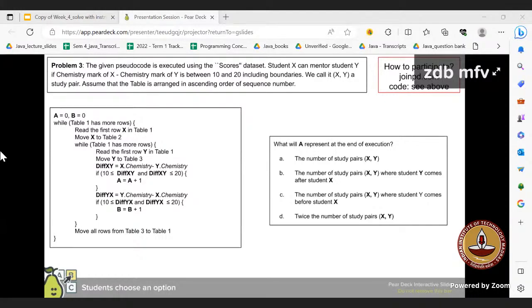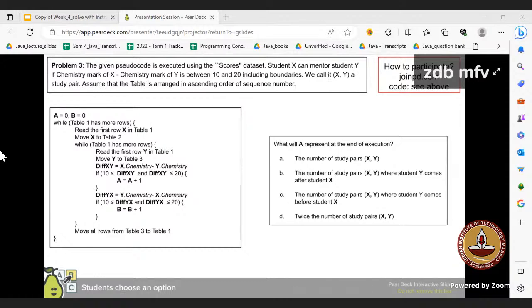Ma'am, the diff of xy and diff of yx. So what is diff of xy? Can you explain what is diff xy and what is diff of yx? What is your x and what is your y? X are the mentor students and... What is x and what is y?